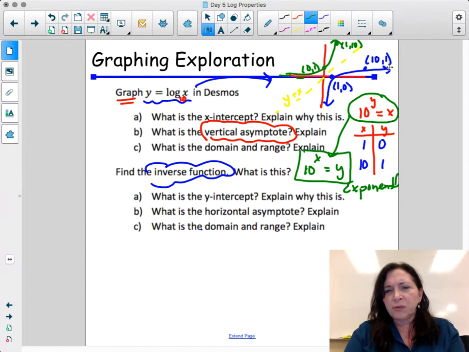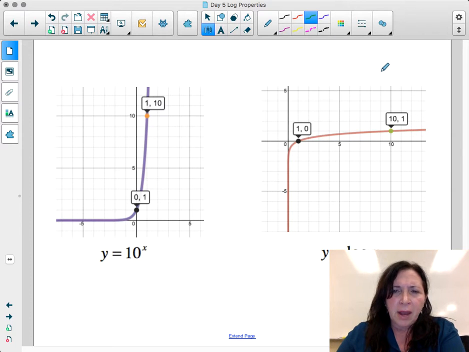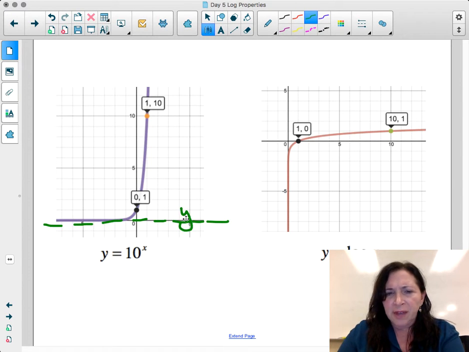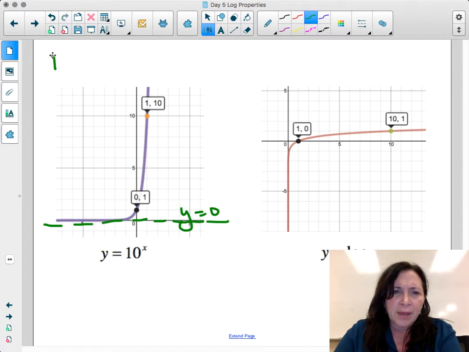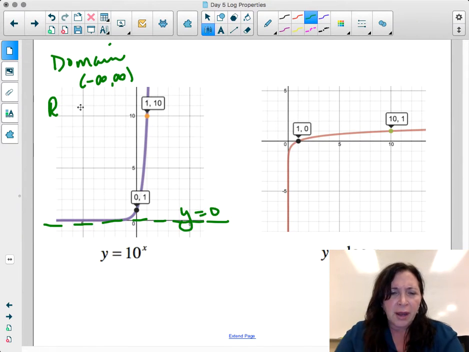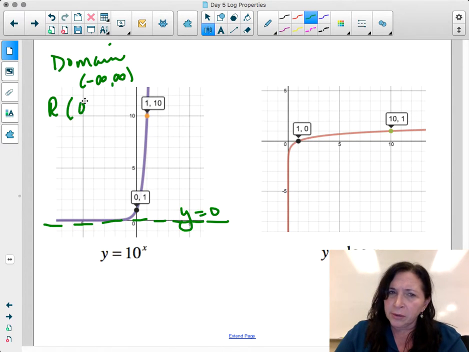So on the next screen, I'm going to show you, this is my y equals 10 to the x, and you have a horizontal asymptote. This asymptote is at y equals 0. My domain for this graph, left to right, is going to be negative infinity to infinity, and my range is going to be low to high, so it's going to be not including 0 to infinity, positive infinity, because that's going to keep going up.